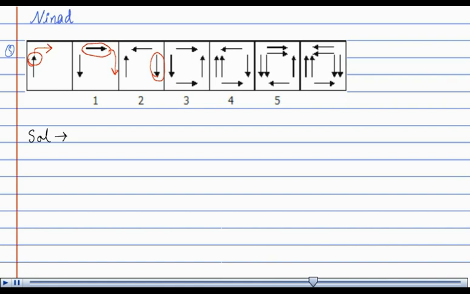Also, the existing arrow reverses its direction in each and every step. From the starting step to the next step, the existing arrow has reversed its direction. Now, from step 1 to step 2, this arrow and this arrow have reversed their direction, and this pattern is followed. Therefore, the answer to this question will be option number 3.